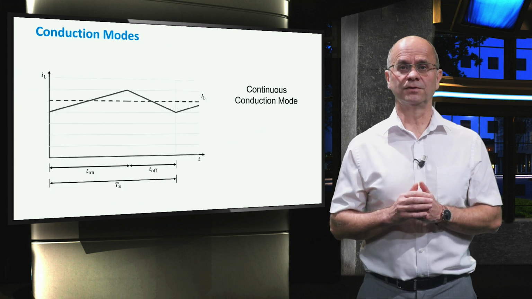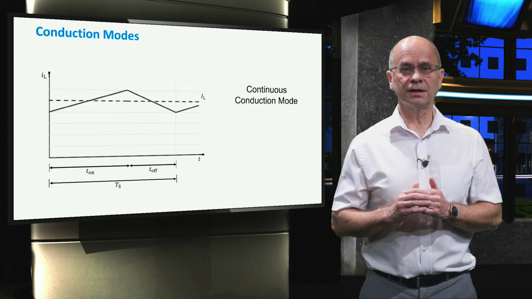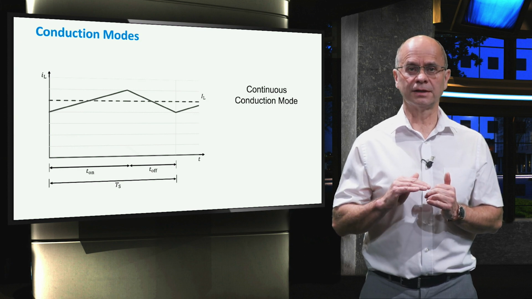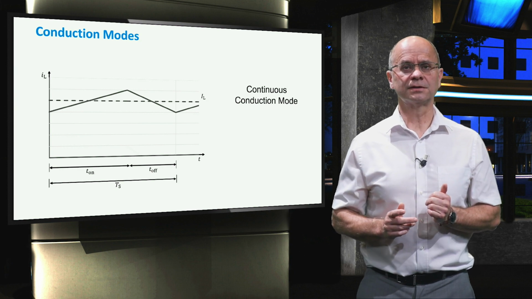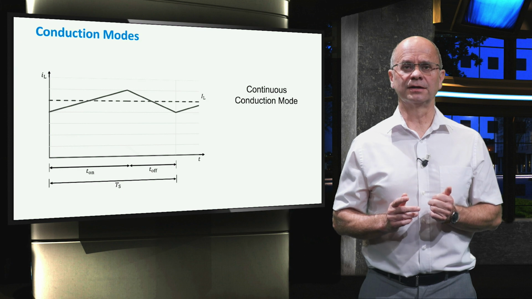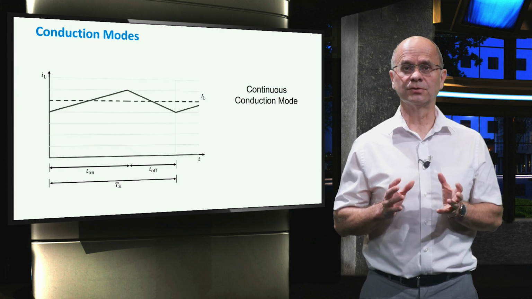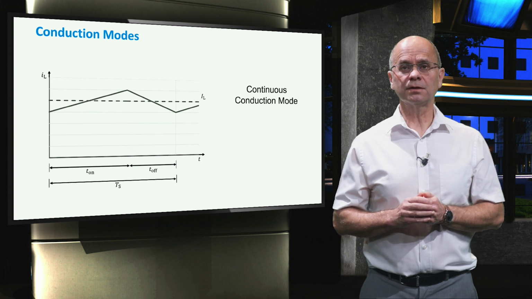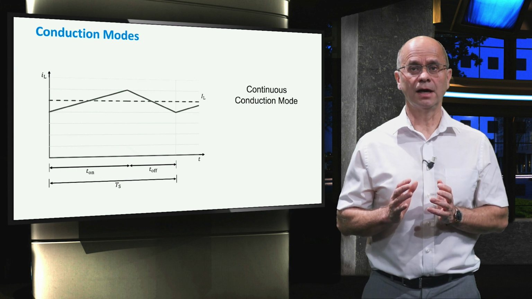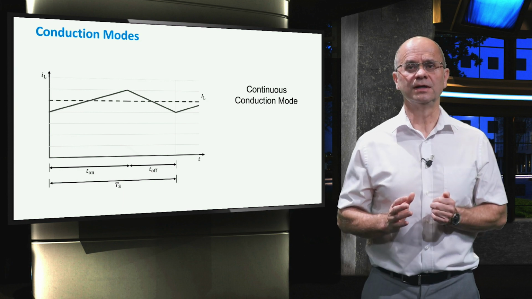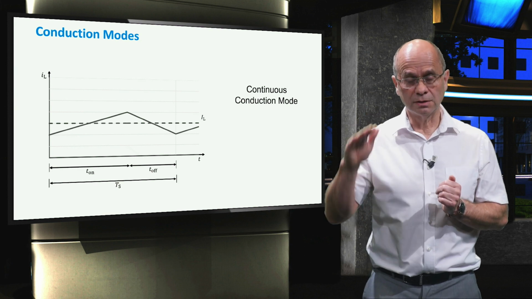Here is a graph of the current in the inductor. As you can see, the current rises and falls linearly around a certain average value. Yet, the inductor is always conducting current. This state is called continuous conduction mode. In the buck converter, we have a resistor as a load. And according to Ohm's law, if we increase the resistance, the output current will decrease.